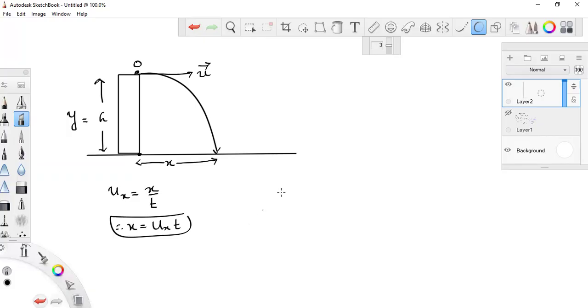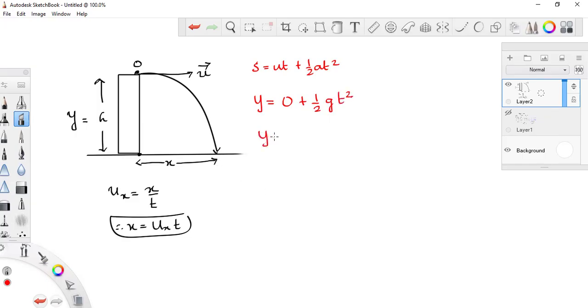Now, how about the vertical distance? When I talk about the vertical distance, I'm going to use the equation of motion: S is equal to ut plus half at square. Now S becomes y. The initial velocity along the vertical direction is 0 at the highest point, so I can say uy is initially 0. So we get half the acceleration along the gravity, so it is plus g t square. So we get y is equal to half g t square. This is about the vertical displacement.